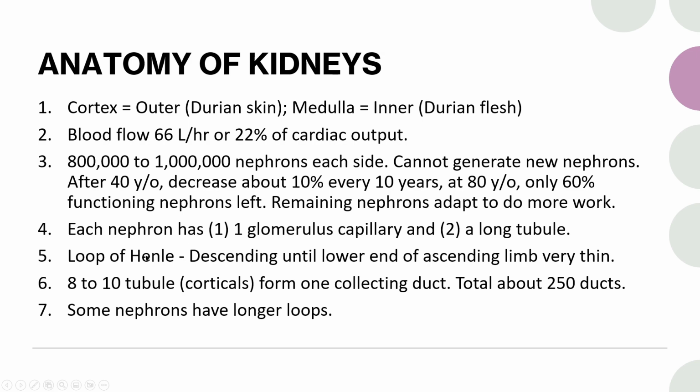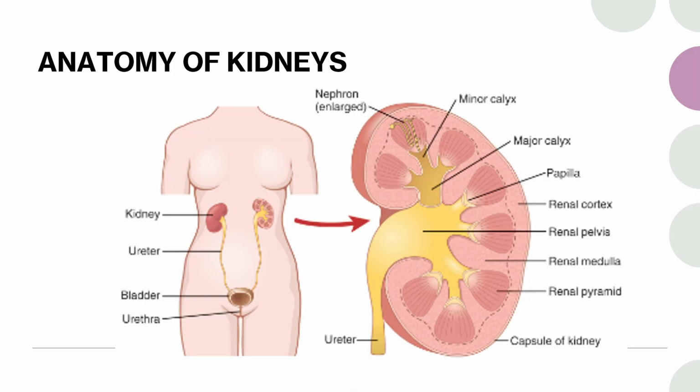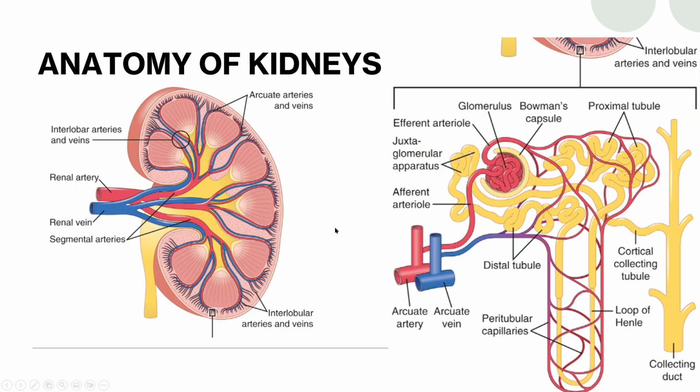And then we have the loop of Henle. Loop of Henle is part of the tubule. It is just a very long tube, which is a loop shape, and 8 to 10 tubules will form one duct. So there are about 250 ducts, and some nephrons have longer loops. So not all nephrons are the same size. Some have a longer loop. So you'll see what the loops are later. So this is a loop.